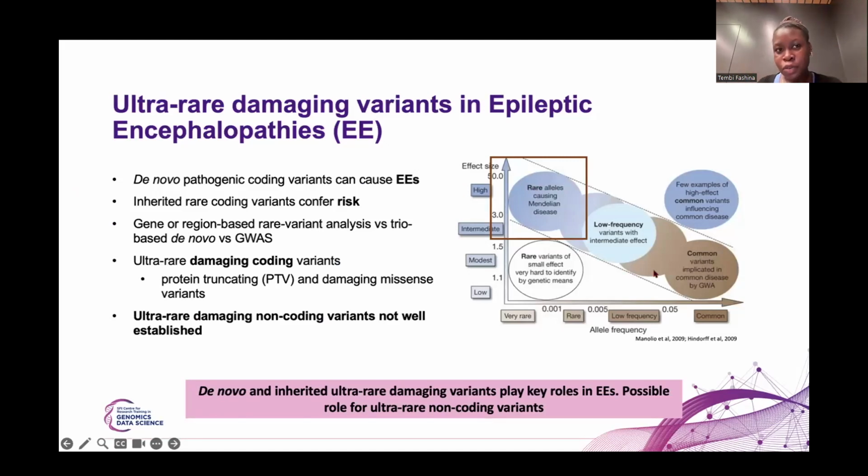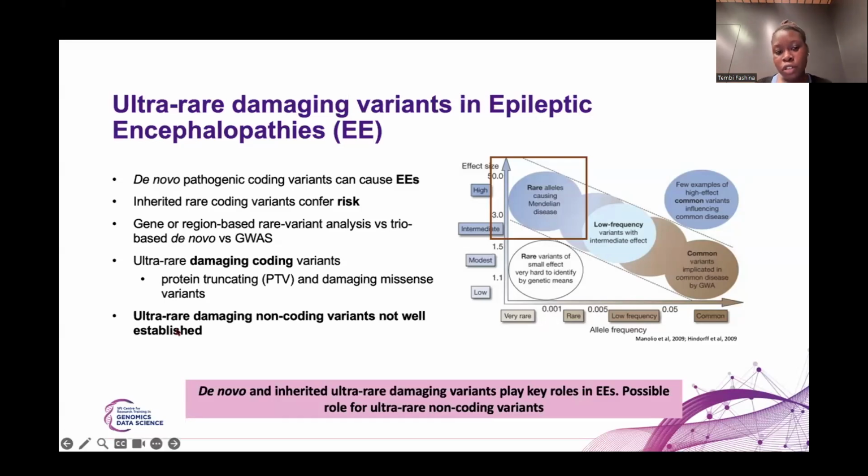For common epilepsies, it would usually be around the common variants implicated by common disease GWAS. The way we study rare variants is through gene or region-based rare variant analysis, which is a different method than we use for de novo analysis or GWAS. The findings from these rare variant association analyses in the EEs and rare epilepsies is that ultra-rare damaging coding variants, especially protein truncating and damaging missense variants, are enriched in cases compared to controls.